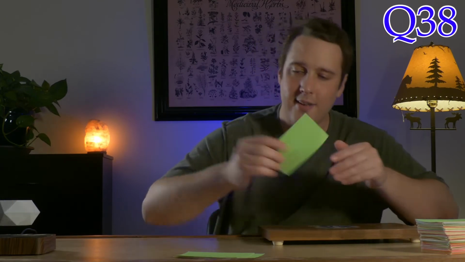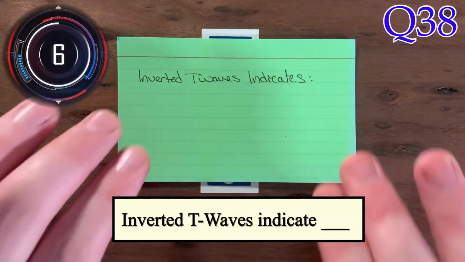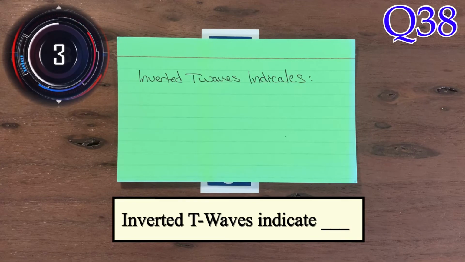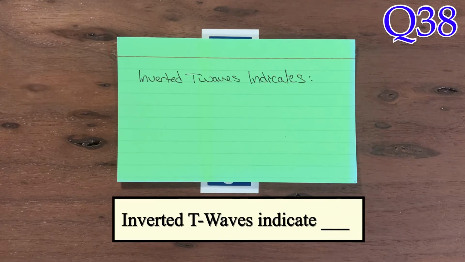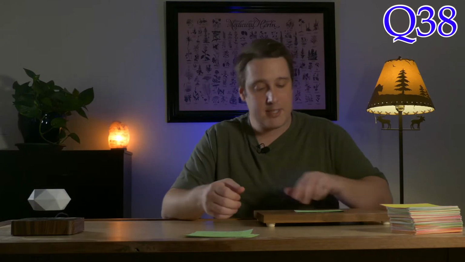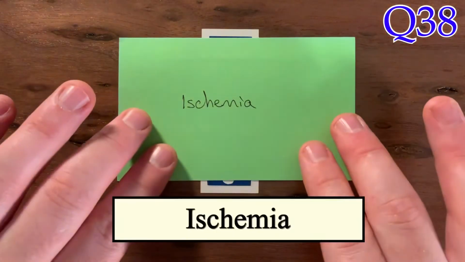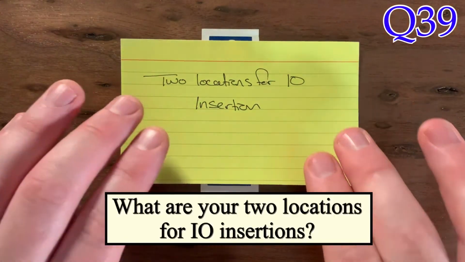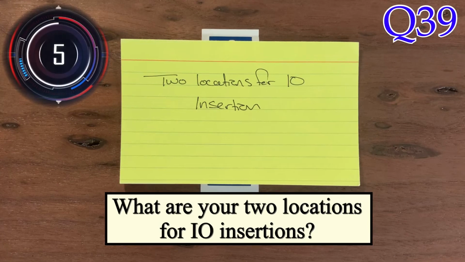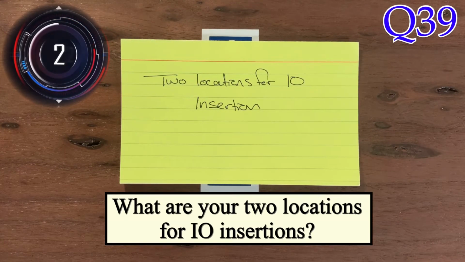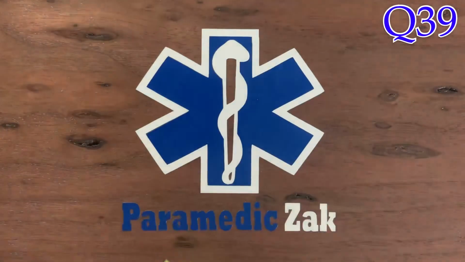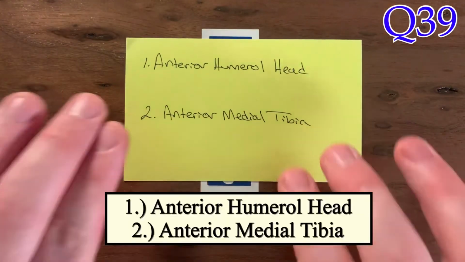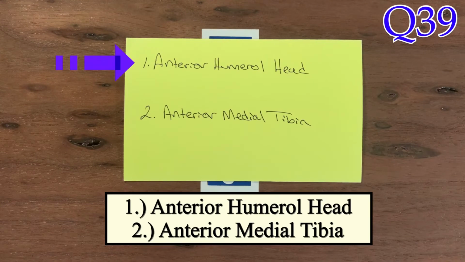Question 38. Inverted T waves indicate blank. So if you see inverted T waves on an ECG, it's most likely indicative of cardiac ischemia. Question 39. What are your 2 locations for IO insertion? So the 2 locations you can insert an intraosseous catheter are the anterior humeral head and 2, the anterior medial tibia. Alright, and lastly we got question 40.